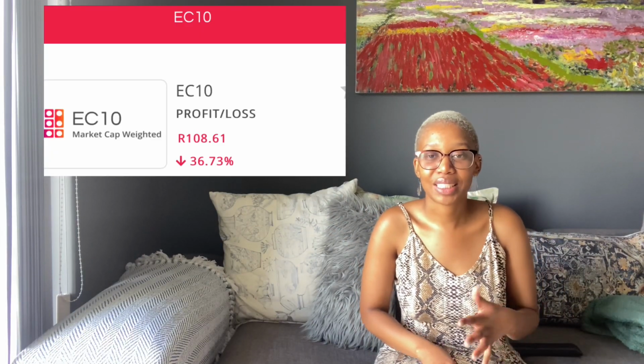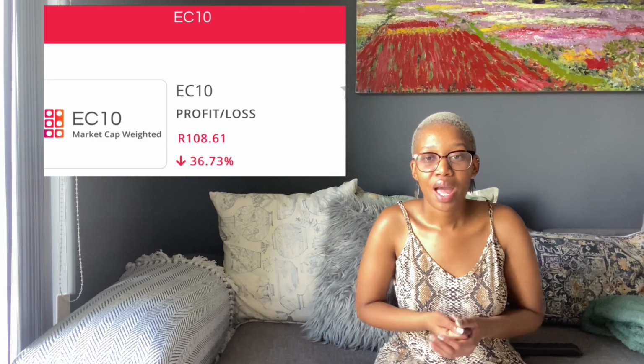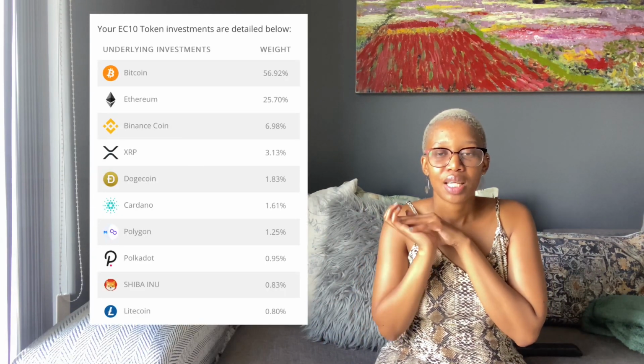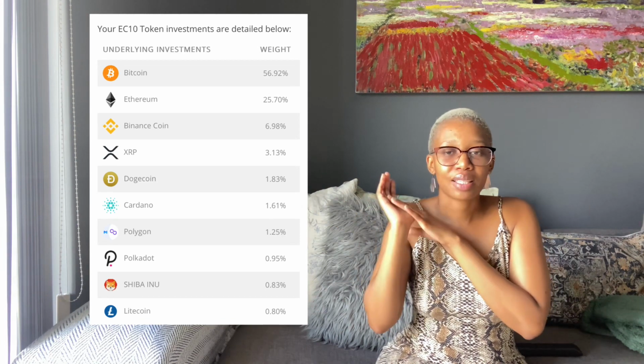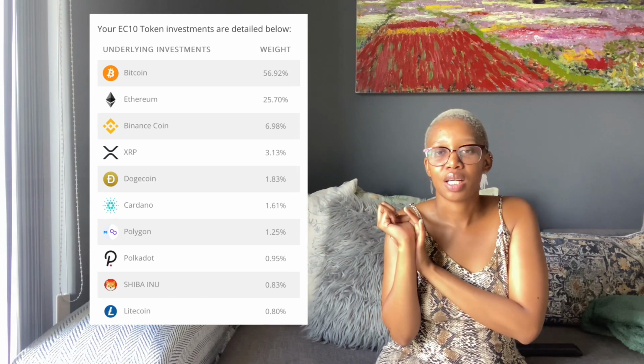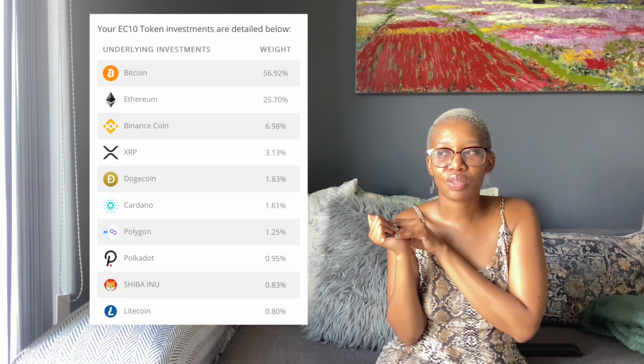I also have the EC10, which I invested in because it has everything to do with crypto, and instead of it being just one cryptocurrency, it's divided into the top 10 cryptocurrencies. Is it called cryptocurrencies? Well, crypto values. And then I also invested in Purple Group.